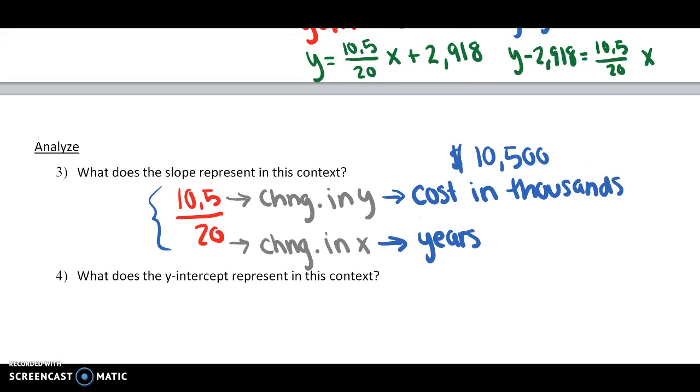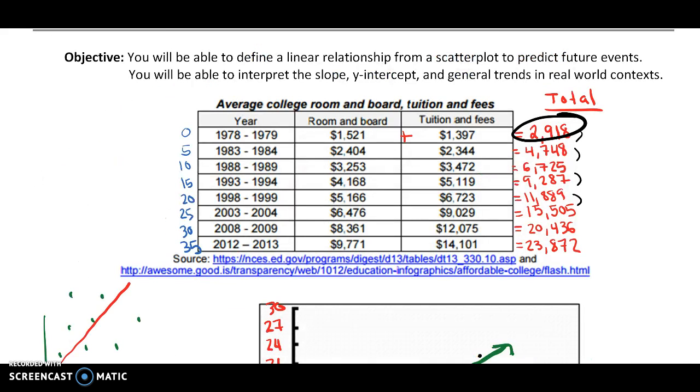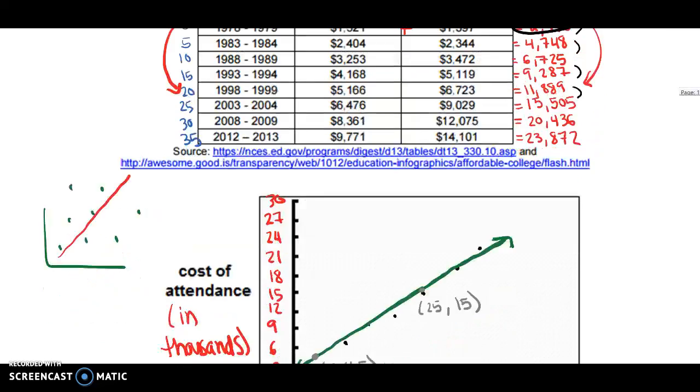So slope actually has a meaning in this, and it can be used to help us look at a relationship between two variables, which can help us make decisions. So if I asked you how much tuition is going to cost in 2020 when you all go to college, then you can make that prediction. It says every 20 years, it goes up about 10,000. So from 0 to 20, it should go up about 10,000. Does it? From 2,918 to 11,889, it's not exactly 10,500, but it's pretty close. And again, we were making estimates, and that's why it's not perfect. But you can always put it back into the sense making that way.